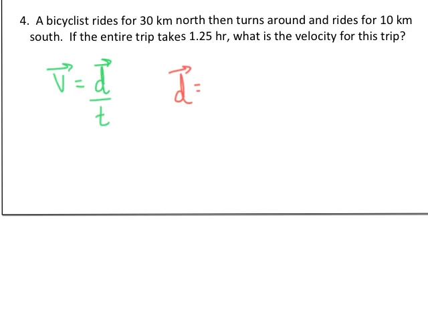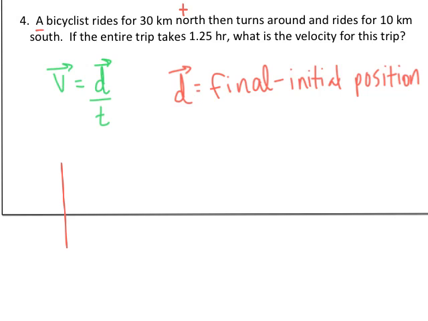I hope you remember that displacement is subtracting the final minus initial position. Since our distances that are traveled are in opposite directions, that's going to make them displacements, and we need to assign a direction for each of those. So I'm going to say that north is going to be positive and south is going to be negative. So if we were to look at the vector diagram for that, I would have 30 kilometers north, which would be a positive 30, and 10 kilometers south, which would be a negative 10.